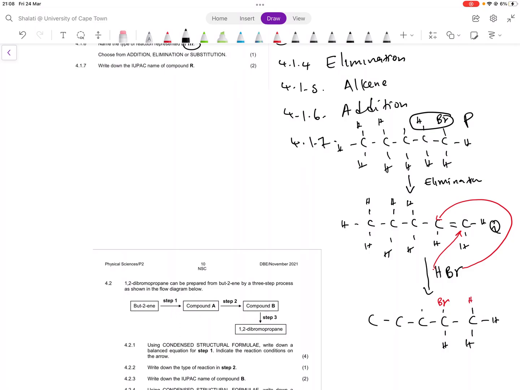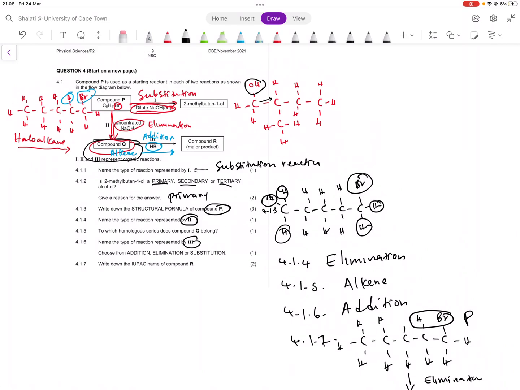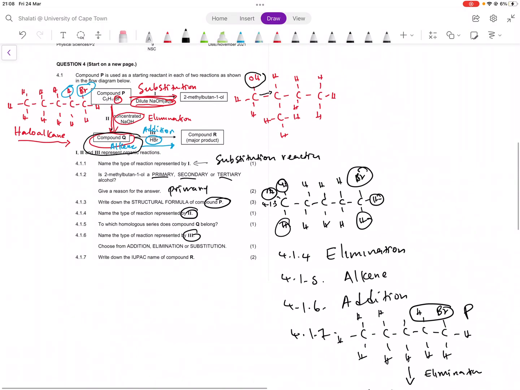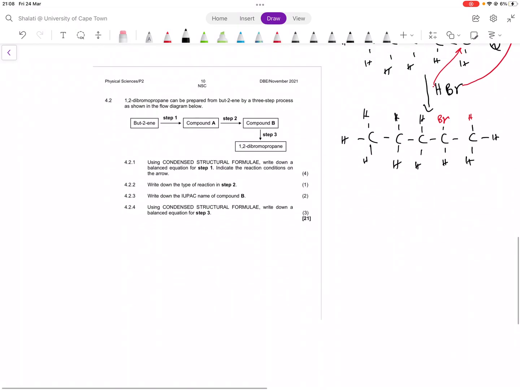So they can ask you, why is this your major product instead of the other one which might form? That is because of Markovnikov's rule, which says the hydrogen will go to the carbon which has the most number of hydrogens. Okay, so in the next video I will be showing the rest. There's still 4.2, so I'll do it in the next video.